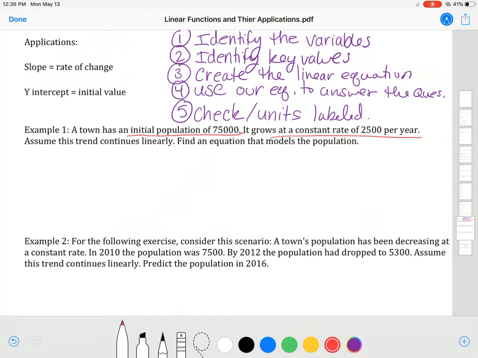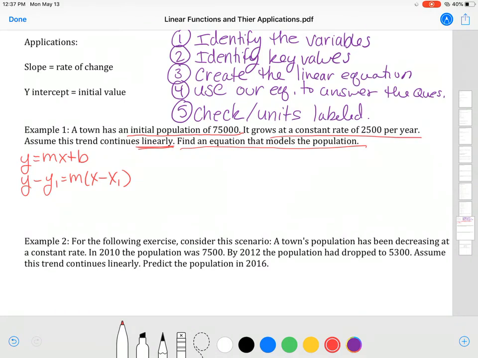The question goes on to say, assume this trend continues linearly. There's another key word. Because the question specifically says linearly, we know that we're going to use one of these two forms, either slope-intercept form or point-slope form, to solve the problem. Now it says find the equation that models the population. So in this problem, it just says to find the equation, which means we can stop at step number 3.